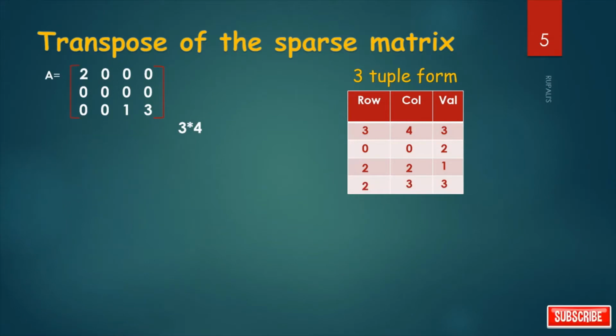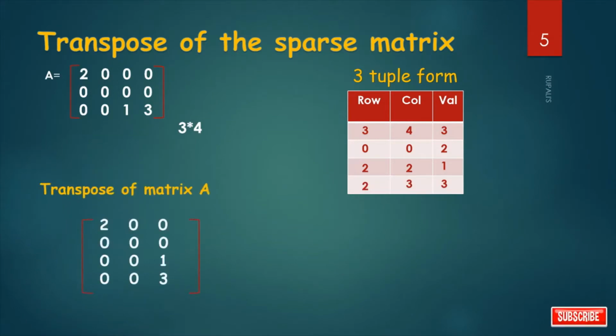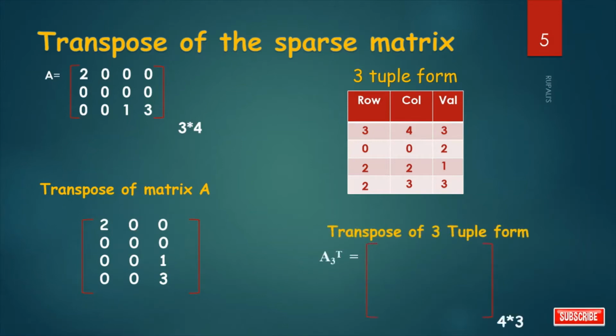So, what is the transpose of matrix A? It is the transpose of the A matrix. And what is the three-tuple form of this matrix? 4 is the total number of rows of this matrix, 3 is the total number of columns, and the total number of non-zero values are 3. For 0th row and 0th column, it is 2. For second row, second column, non-zero value is 1. And for third row, second column, non-zero value is 3.